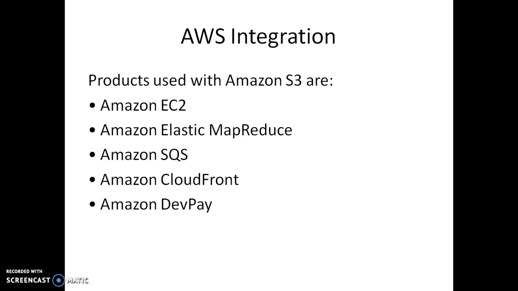One of the best features you find here is AWS integration. That is, products used with Amazon S3. The first one you see here is EC2. EC2 stands for Elastic Compute Cloud, which is basically a virtual server, or you can call it an instance. So you can integrate this with S3. Then you have other products like MapReduce, Simple Queue Service, CloudFront, and DevPay.